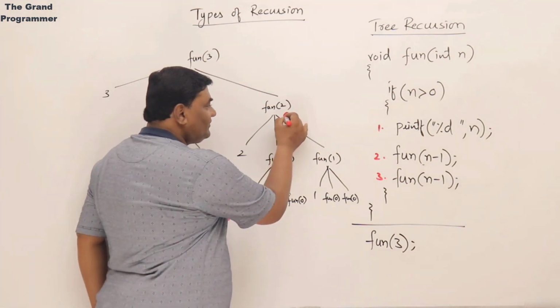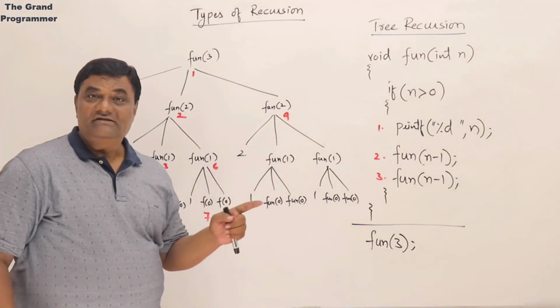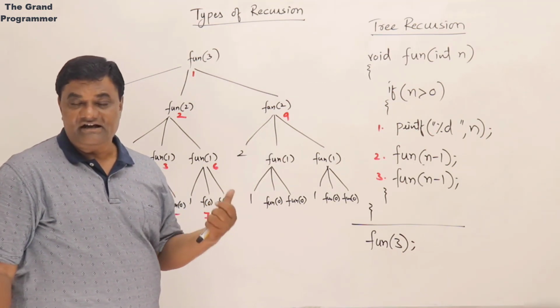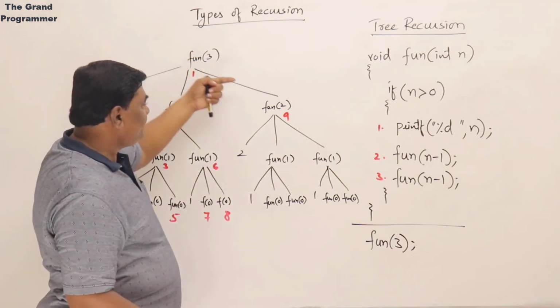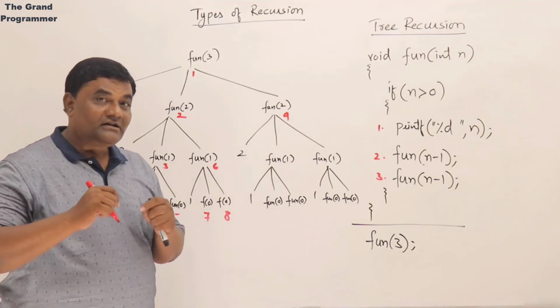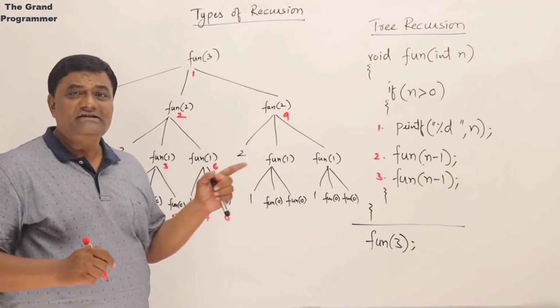So this is the 9th call. 9th activation record to be created in the stack. Now height is how much? 1, 2. So only 2 will be there in the stack. But the count, if you take this, the 9th one. So this is 9th call.